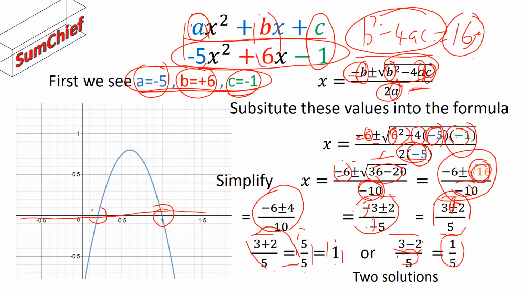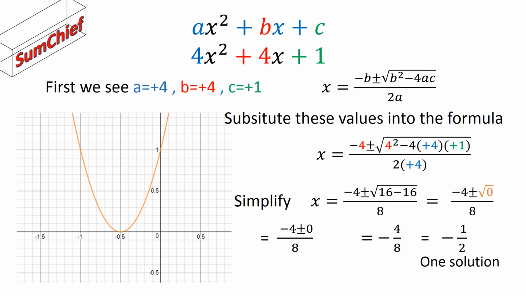So if we look closely at the graph, we've got one solution at 1 and the other one is at a fifth, thus proving our answer. The solutions to minus 5x squared plus 6x minus 1 are x equals 1 and x equals 1/5. So when x is either of those values, the quadratic is at 0.